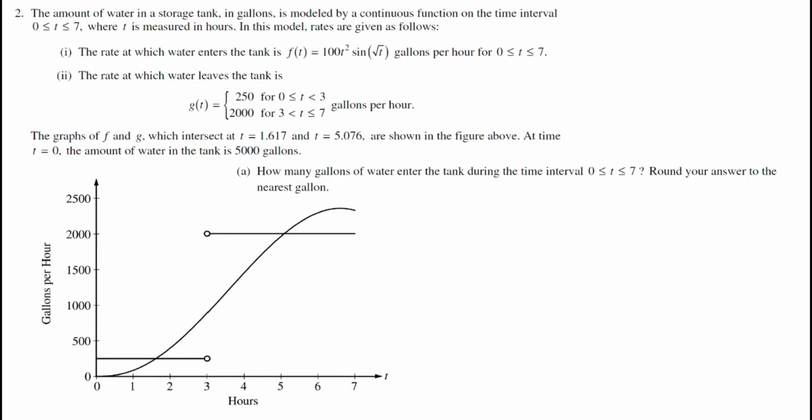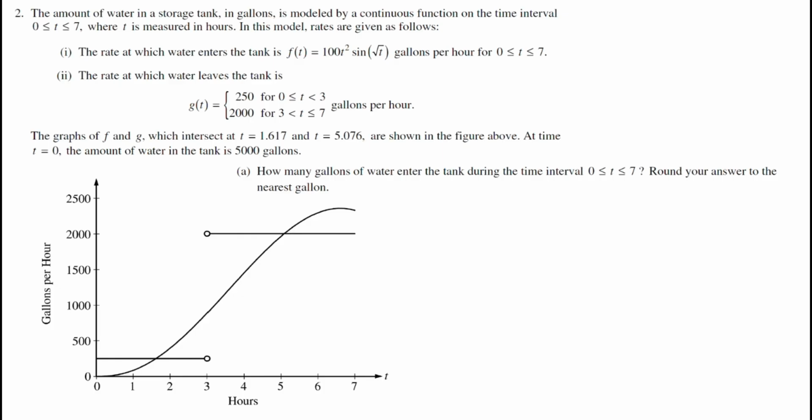All right, this is question number 2 from the 2007 AP Calculus AB exam. It's a rate FRQ where we have some water in a storage tank that is modeled by a continuous function. And we got rates at which the water enters the tank and rates at which the water leaves the tank. So f of t is the rate at which it enters, and g of t is the rate at which it leaves the tank. And we have a graph of both f and g. It tells us the intersection points, which is nice.